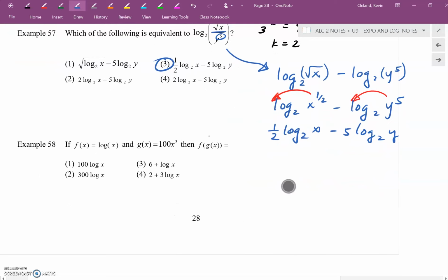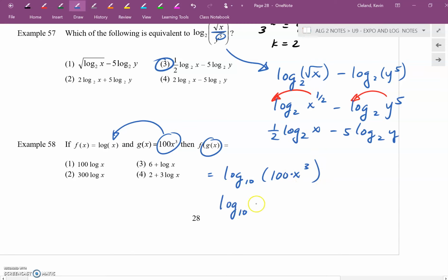Moving on, here's a composition of functions. We got g inside f, so we got to plug g into f where the input goes, which means that we have log. And remember, when the log doesn't have a base shown, the default is 10, of 100x to the third power. Now don't forget that that means 100 times x to the third power, which means we can apply that product property again and convert this to addition of two separate logs.